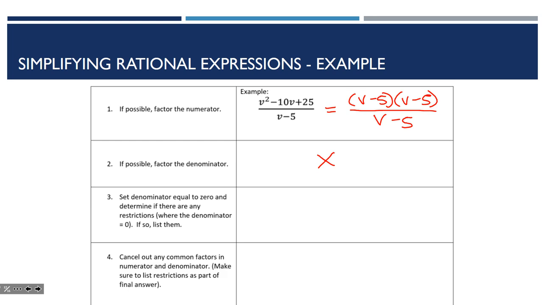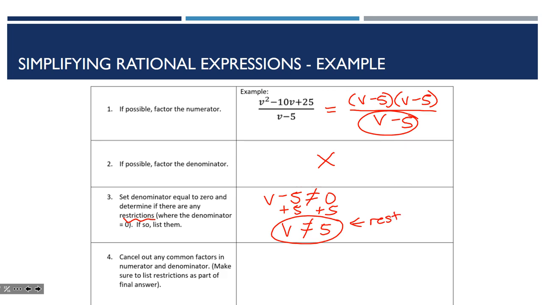So now step 3, we're going to find our restrictions, right? So I'm going to take the denominator, b minus 5, just like we did a couple minutes ago, and say that it can't be equal to 0. So if b minus 5 can't be equal to 0, what can't b be equal to? B cannot be equal to positive 5. That is my restriction. And that's going to be a part of your answer.